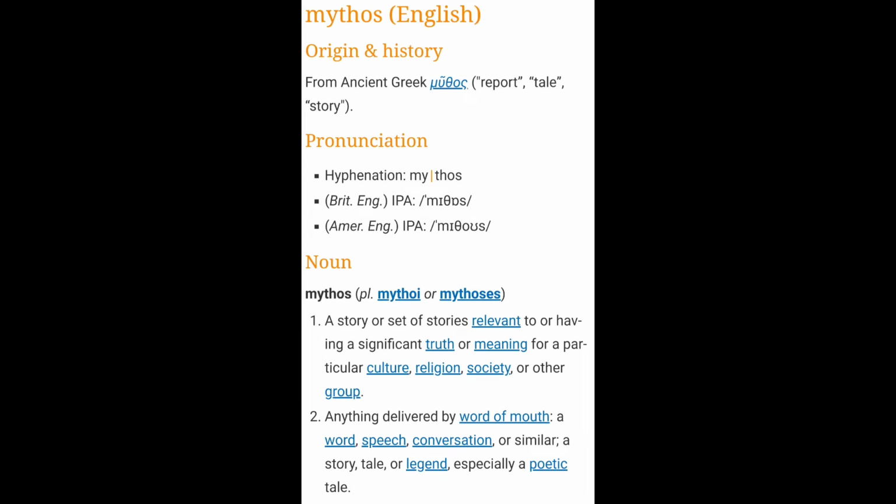However, the word myth is from the Greek term mythos, which actually means a story or set of stories relevant to or having a significant truth or meaning for a particular culture, religion, society or other group. Anything delivered by word of mouth, a word, speech, conversation or similar. A story, tale or legend, especially a poetic tale. This is where we find that the word myth is not what we have originally been taught, and things that are from ages past are always passed on by word of mouth, shamans, aborigines, etc.